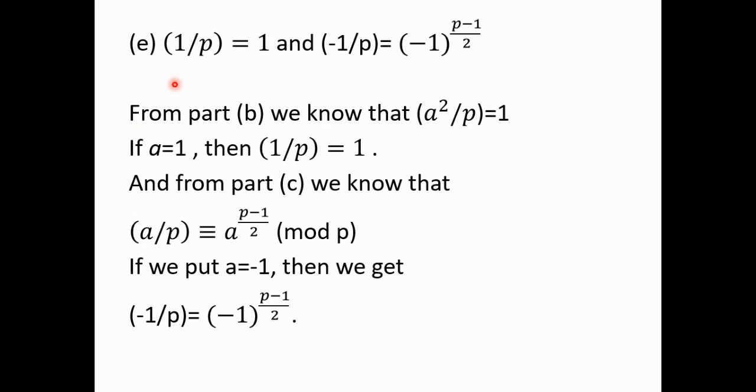Now the last part here: (1/p) is equal to 1 and (-1/p) is equal to minus 1 to the power (p minus 1)/2. From the second part we know that (a square/p) is 1. So if a is equal to 1, then (1/p) is equal to 1. So we are done. This thing is done. Now from the third part, that is part C, we know that (a/p) is congruent to a to the power (p minus 1)/2 modulo p. So if we substitute a equal to minus 1, then (-1/p) will be minus 1 to the power (p minus 1)/2.